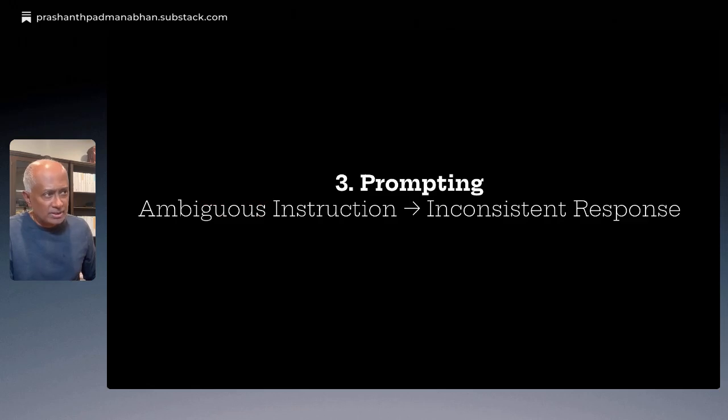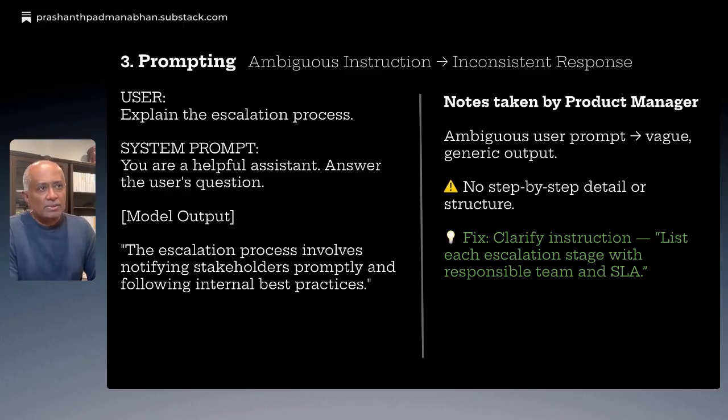The next one is prompting. If the prompting is ambiguous, the response will be poor. So, for example, if the prompt is as simple as "You are a helpful assistant, answer the user's question," clearly nobody will write a prompt like this. But here it is written on purpose to make my point. And if the user asks, "Explain the escalation process," the model will give a very generic answer. The escalation process involves notifying stakeholders, which is not a useful answer at all.